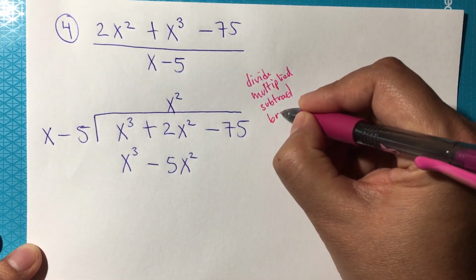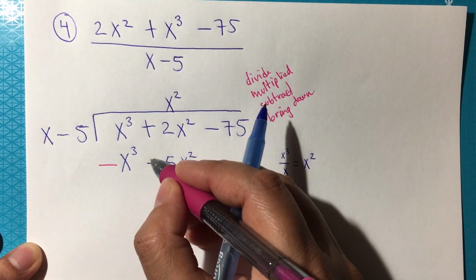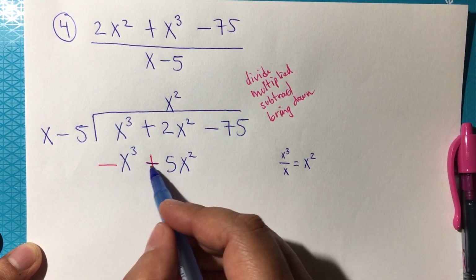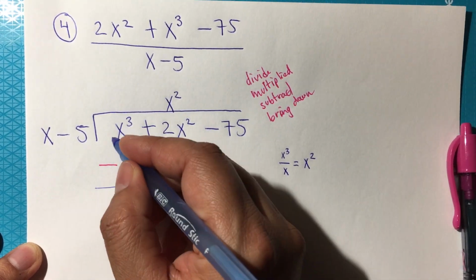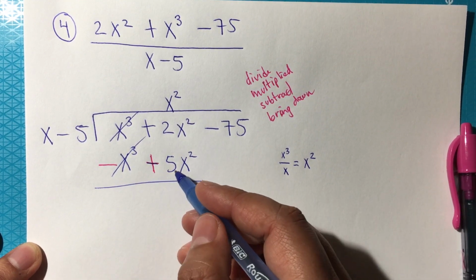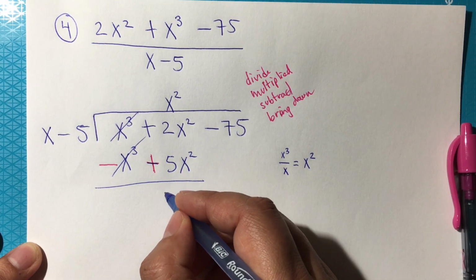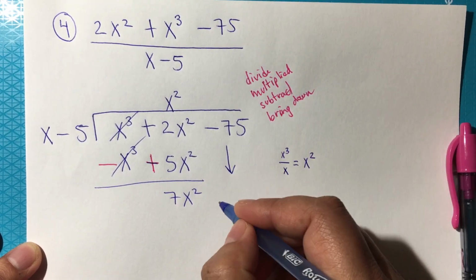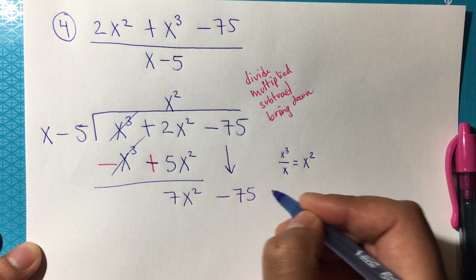Then we're going to subtract and then bring down. So by subtracting, it just means change the sign. If it was positive, it's negative. If it's negative, now it's positive. This cancels. And we have positive 2x squared and positive 5x squared. That's 7x squared. Bring down the next one, negative 75.